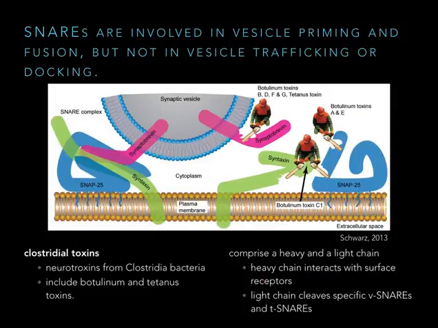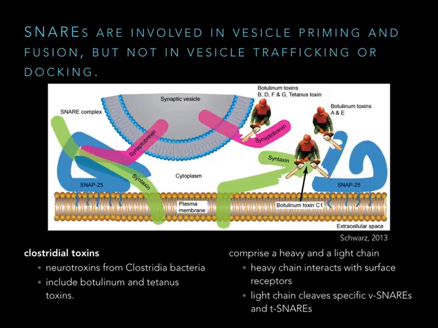Let's review why snare proteins matter. We think that snare proteins are absolutely critical for vesicle fusion because there are toxins that actually target and break down snare proteins. And when neurons are exposed to these toxins, they can no longer carry out synaptic transmission. They can no longer fuse their vesicles with the membrane.